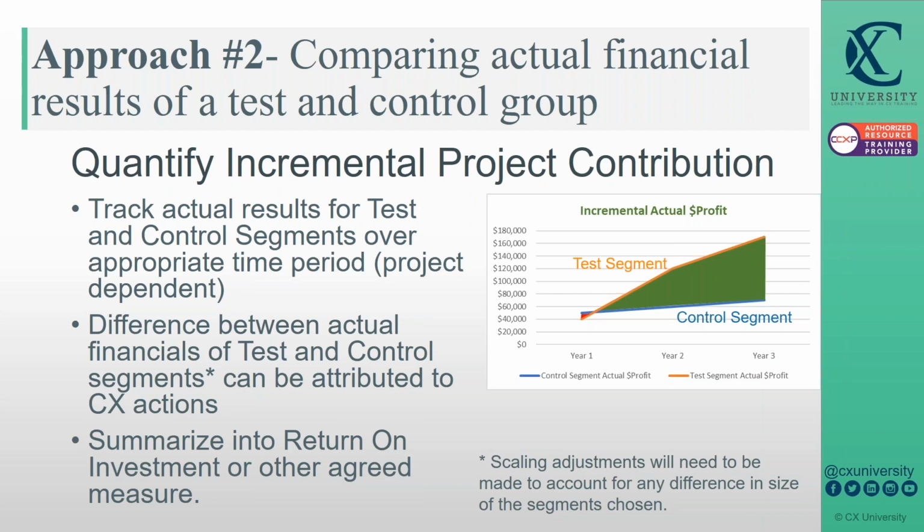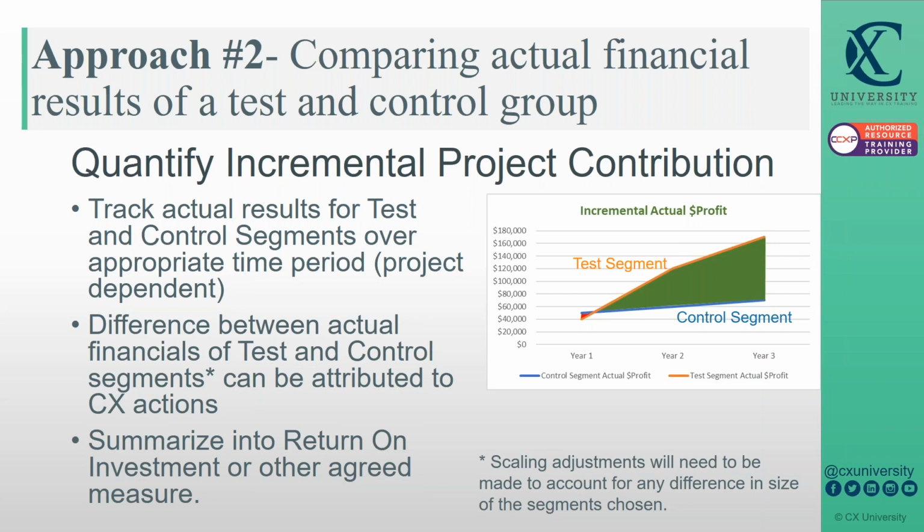In this case, you have your actual profit from the test segment. The blue line is the control segment, and the shading in between is the incremental profit that you're going to track and measure over a time period that's appropriate for the project. The difference then between the actual test and control segments can be attributed to the customer experience actions.